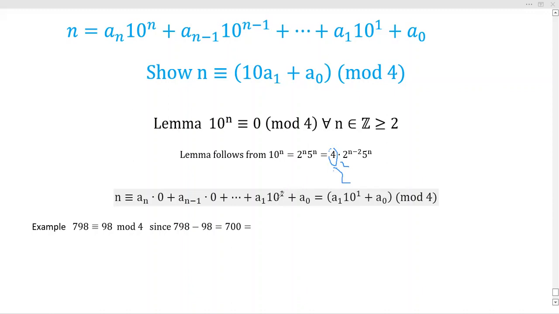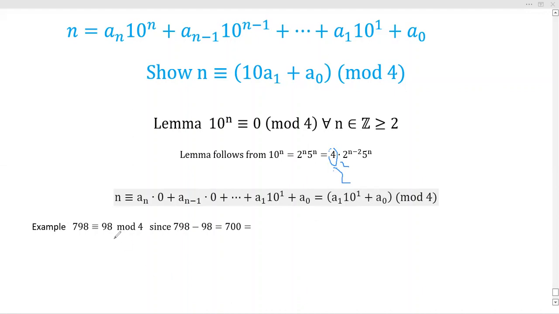And also, you can just see that 4 does not divide 10. So that's how we get the result. n is congruent to the tens position plus the units position.